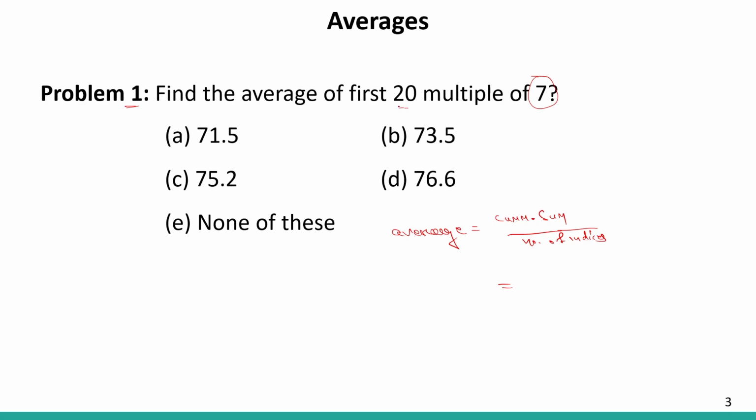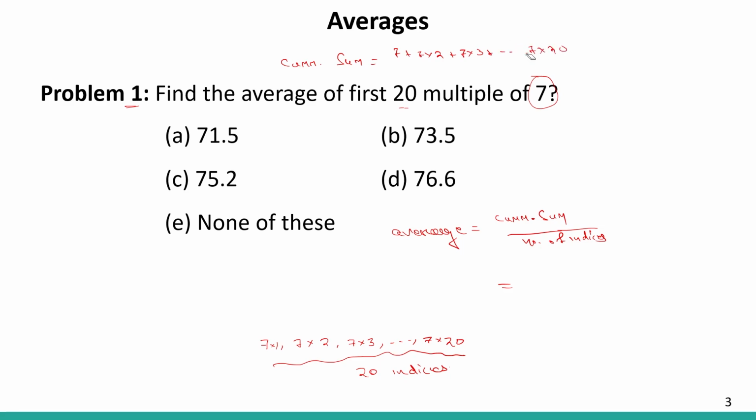Let's see the first 20 multiples of 7. The first multiple of 7 is 7 itself, that is 7 into 1, and the second is 7 into 2. Continuing this process, we get 7 into 3, up to 7 into 20. So we have 20 indices here. Adding these, the cumulative sum is 7 plus 7 into 2 plus 7 into 3 plus up to 7 into 20.